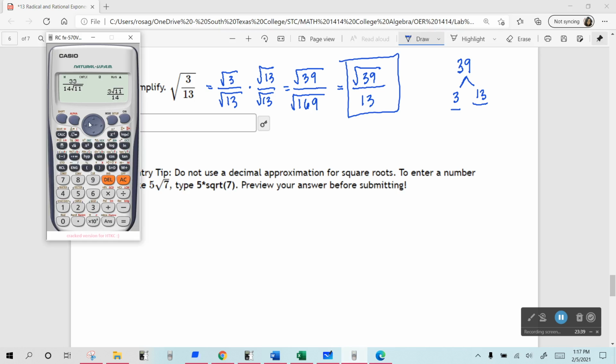Let me double check. Now you can do the problem as you see it in the calculator. Look, I can put square root and then fraction, 3, 13. Ta-da! So the Casio is really good.